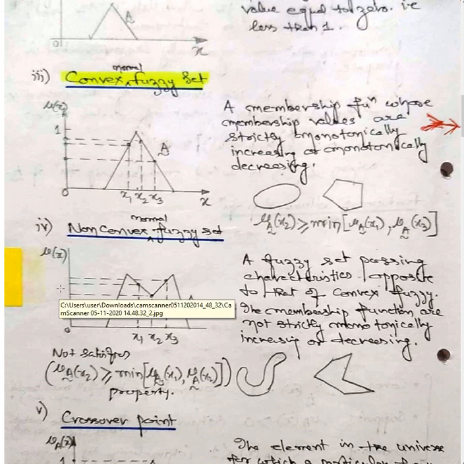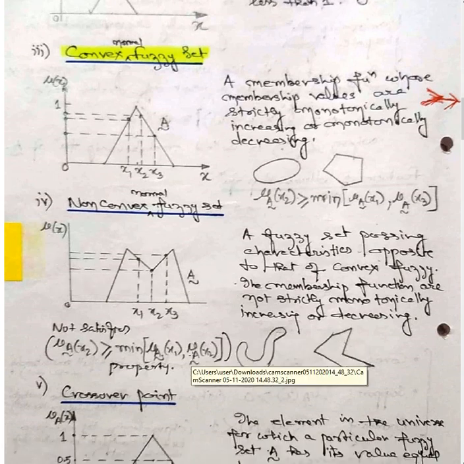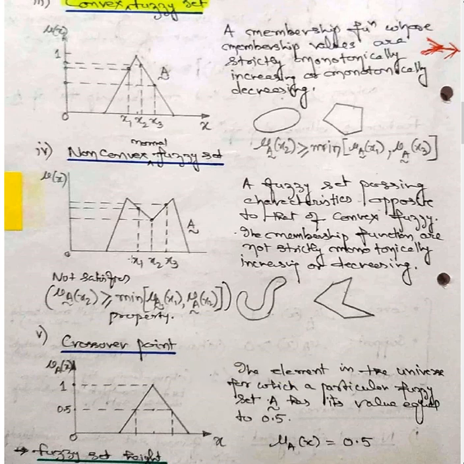Now when you go to the concave fuzzy set, you will find that it is a non-convex fuzzy set. You will find a shape like this, where if you draw a line, it will touch the two edges. Apart from that, if it is extended, it will touch the other edge also. So that is the case with respect to the non-convex set.